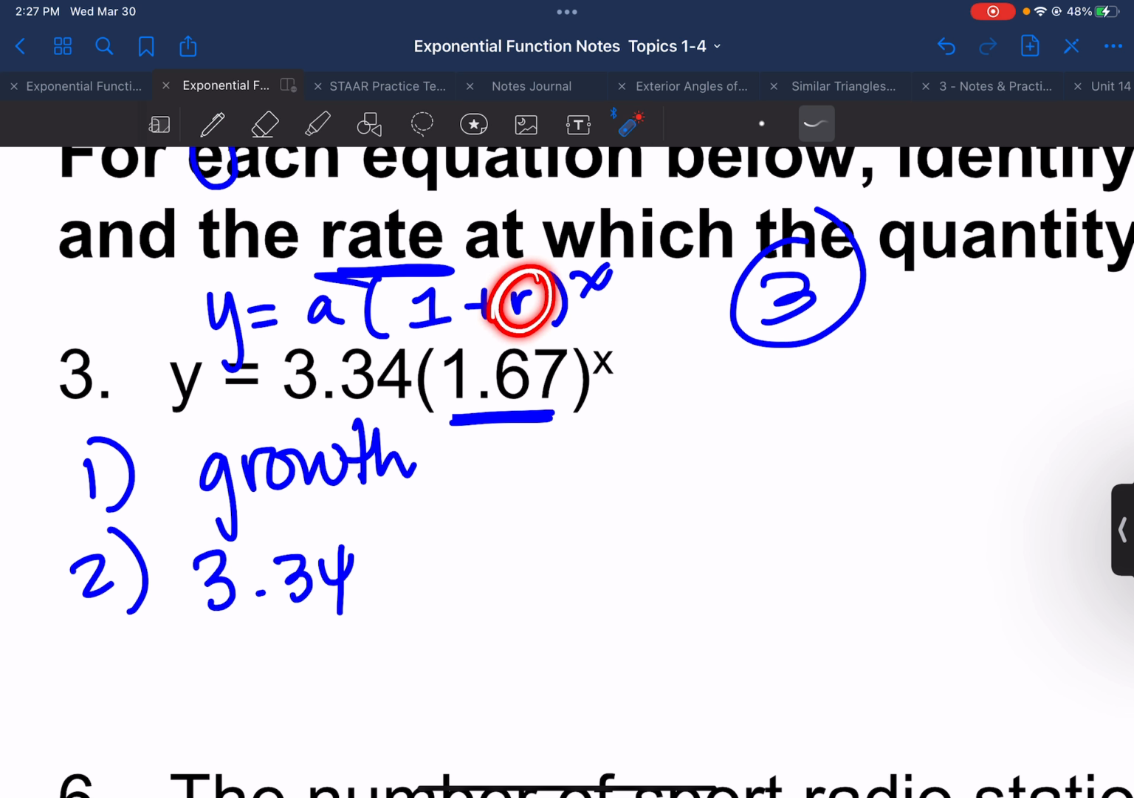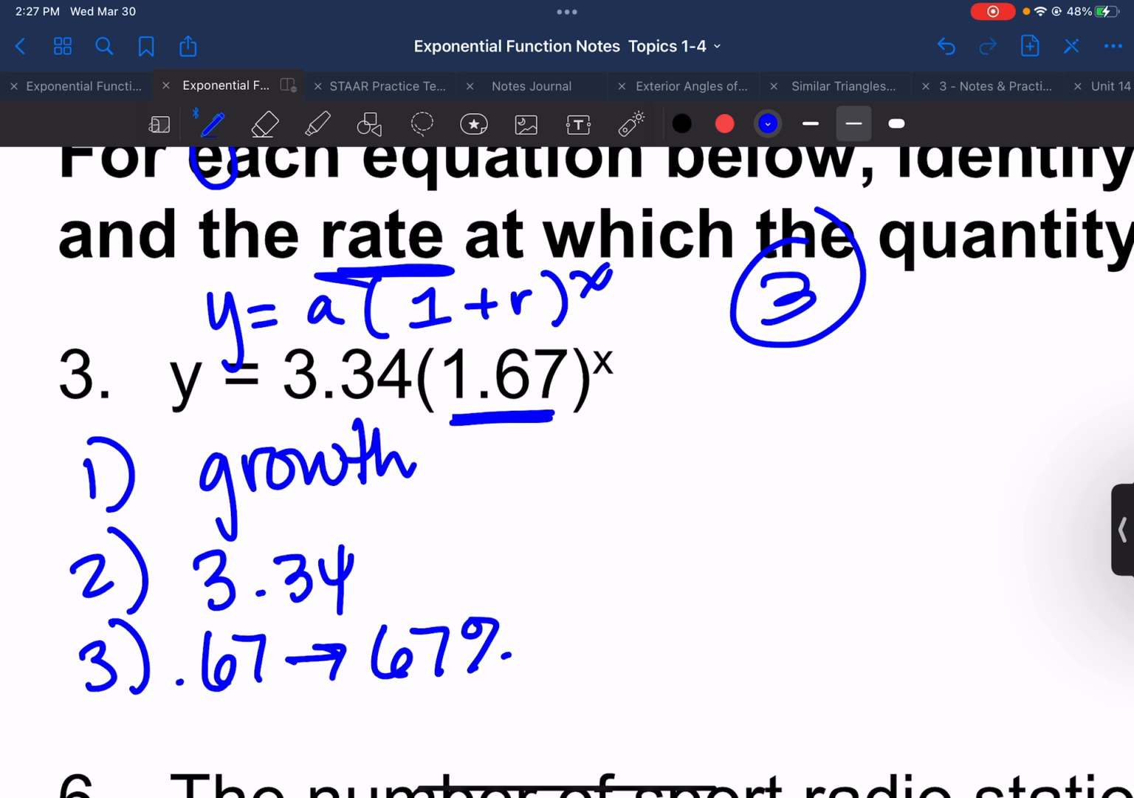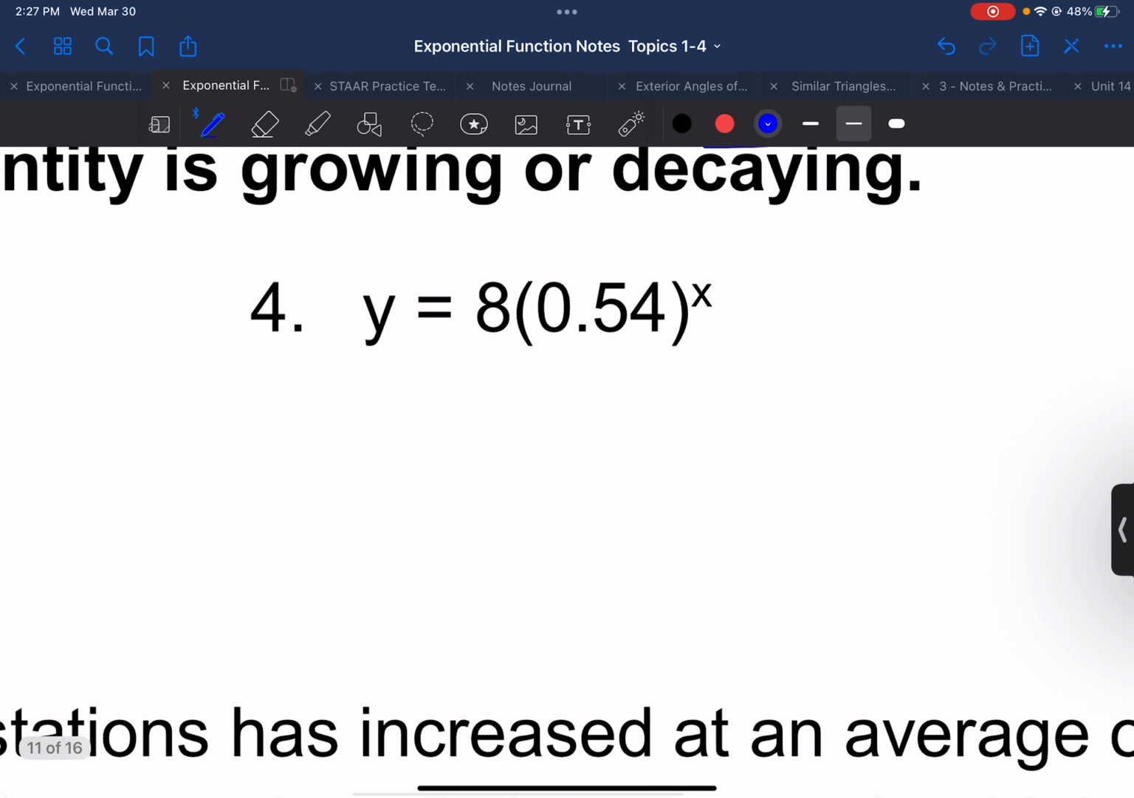My rate was this number that I added to 1 to get this here. What number did I have to add to 1 to get 1.67? It's pretty obvious. I needed to add 0.67. But let's write it as a percentage. This is also known as 67%. Bam. That's it. Next one.